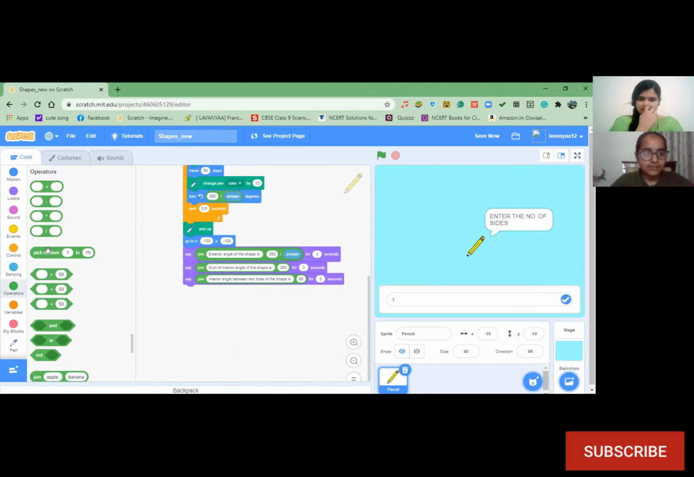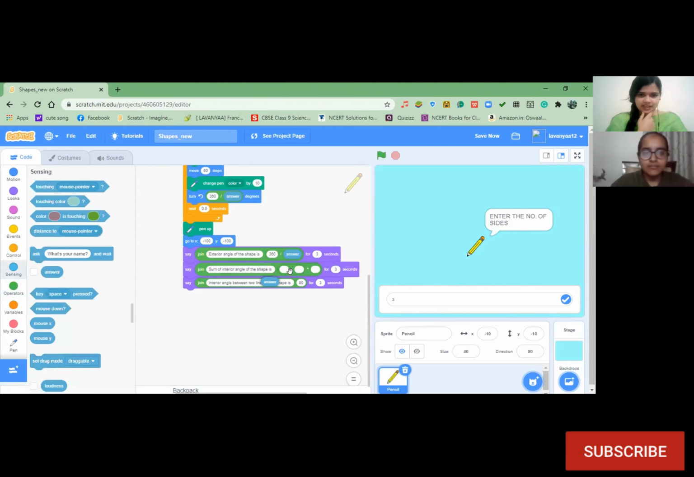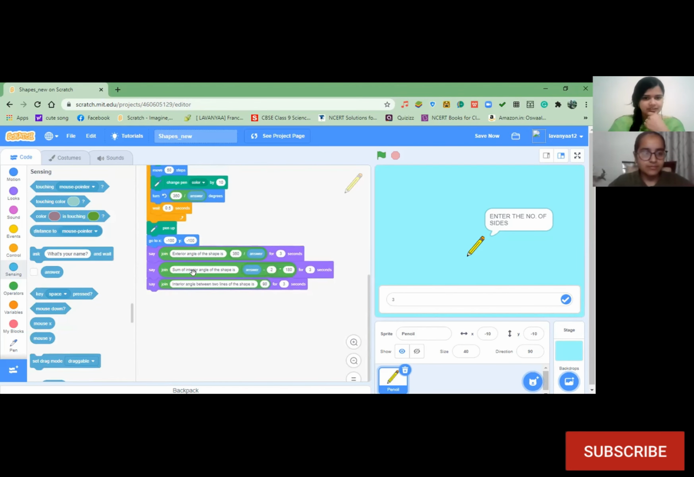Now let's do the same thing for the interior angle, the sum of interior angles. Yes, very good. So number of sides, that is the answer. Answer - 2. Yes. 180. Yes, perfect. That's what we want. That's how it is calculated. That's the formula. An interior angle between two sides.